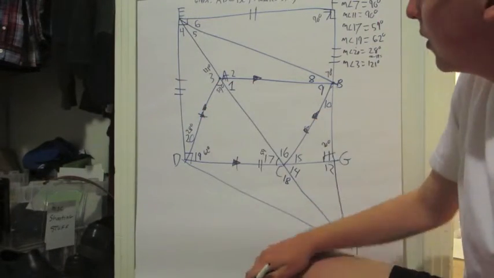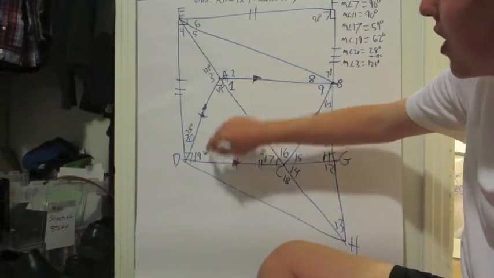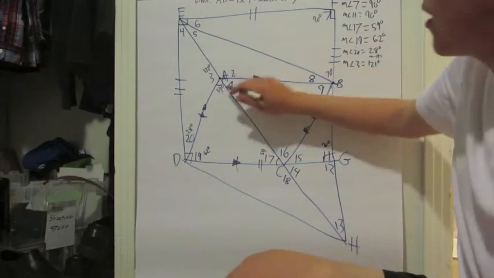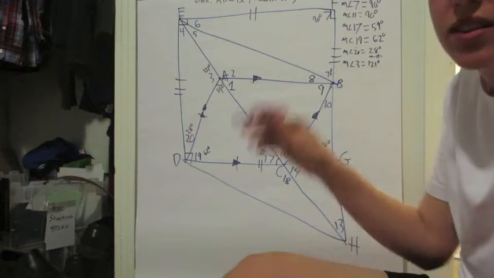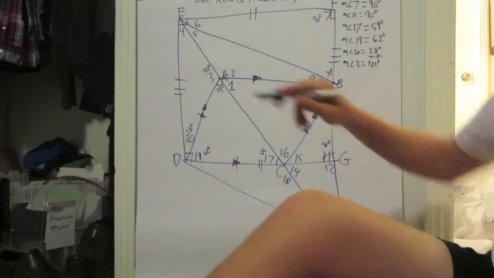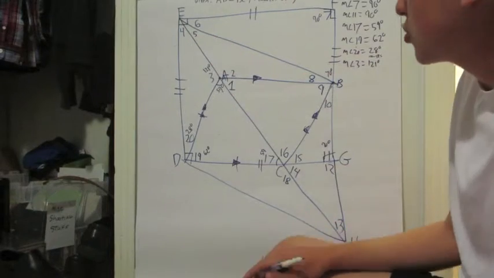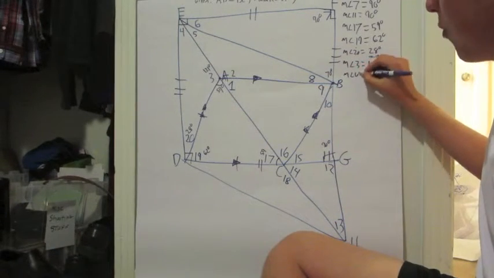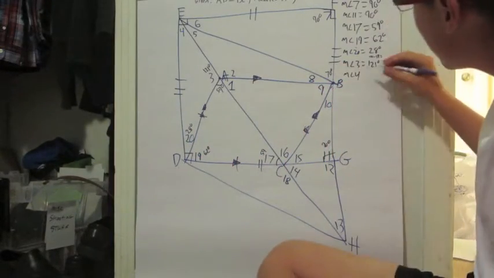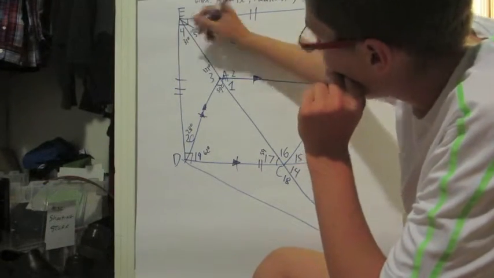So knowing these two, we can figure out this last part of this triangle. If we take 180 and subtract 121 and 28, we'd find the measure of angle 4. So the measure of angle 4 would be 180 minus 28 plus 121, and that would equal 31 degrees. So the measure of angle 4 would be 31 degrees.